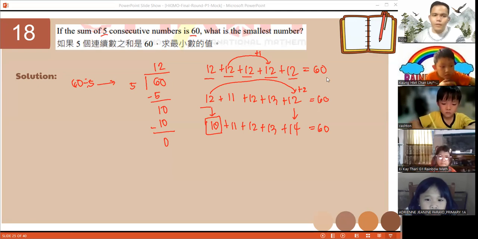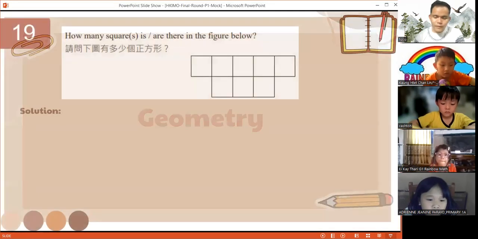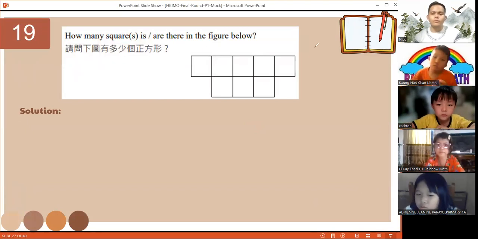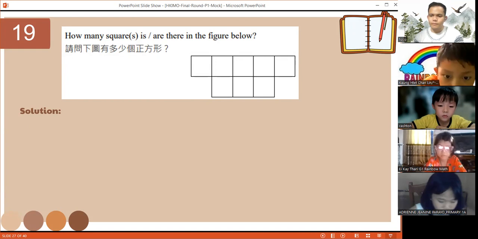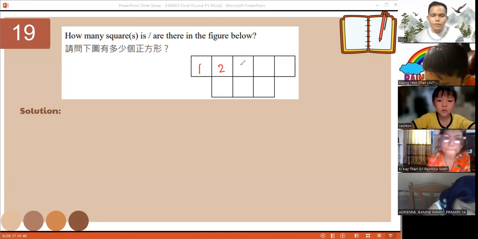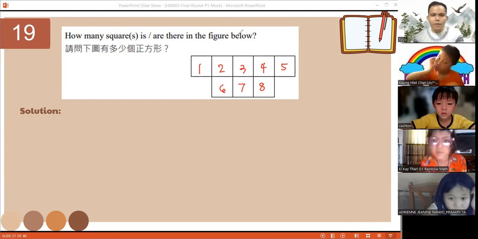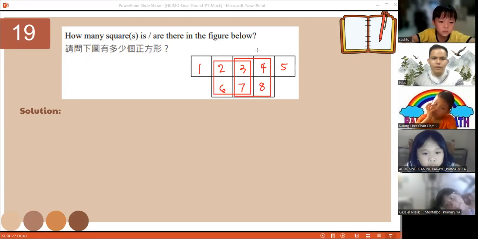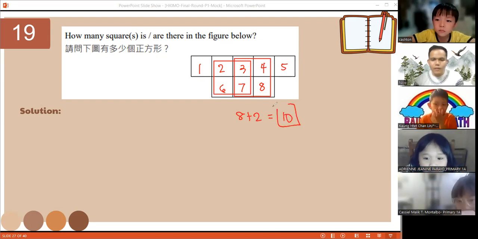Okay, so let's continue with number 19. We're on the geometry part. This one: how many squares are there in the figure below? This is a very tricky question. What's your answer here? 10. Very good. First, you can have 1, 2, 3, 4, 5, 6, 7, 8. But take note, you can also have this one as a square, and you can also have this one as a square. So this is 8 plus 2, then you'll get 10. So 10 here is our answer.